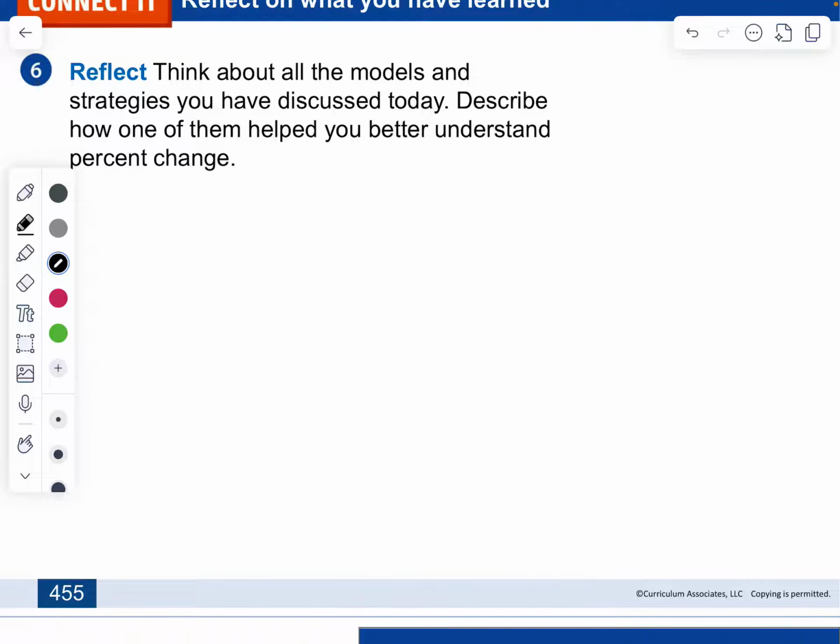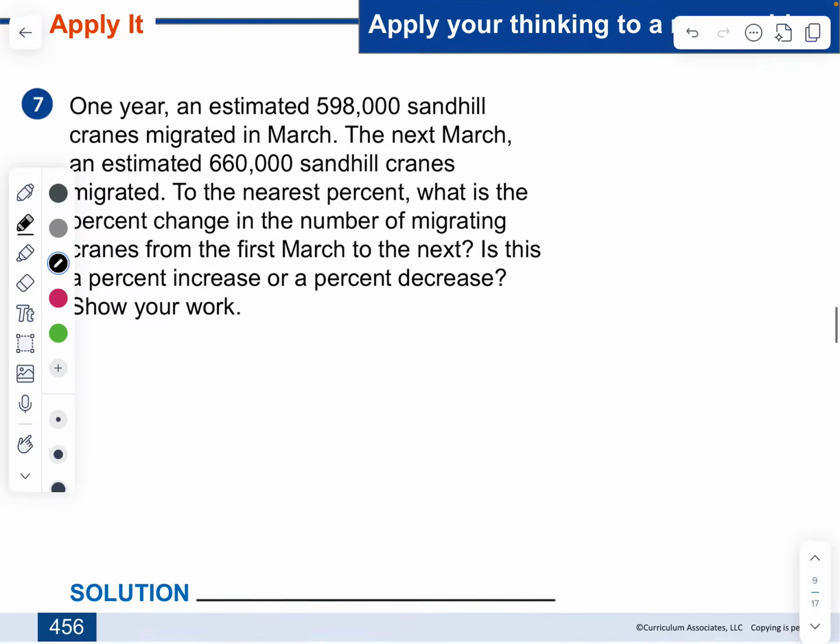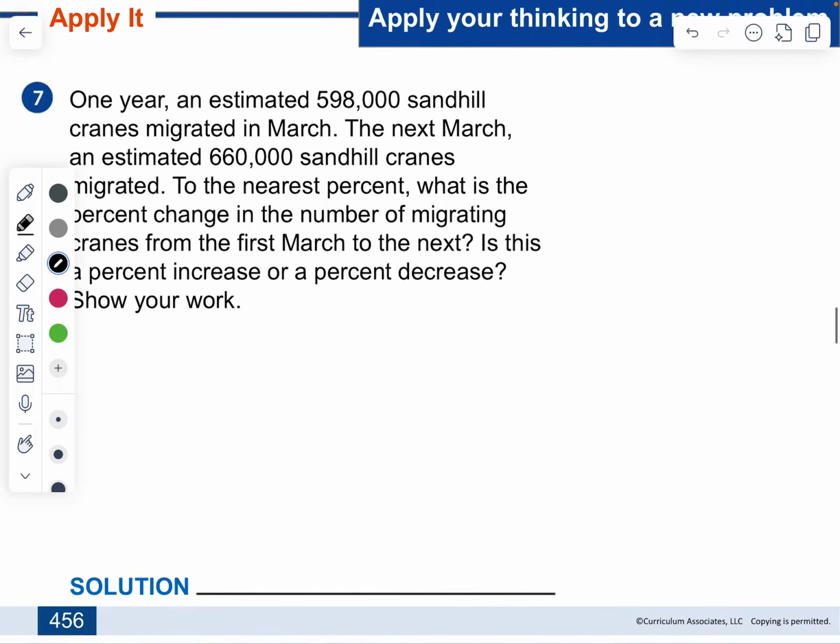And think about all the models and strategies you have discussed today. Describe how one of them helped you better understand percent change. Feel free to write whatever you want to write there. And we will go on to some more practice problems.